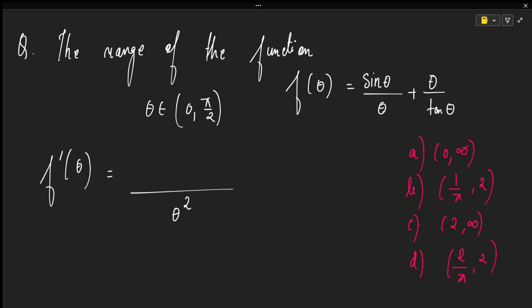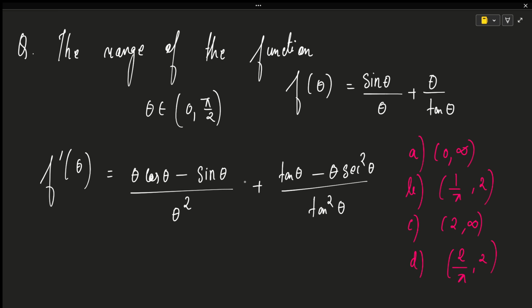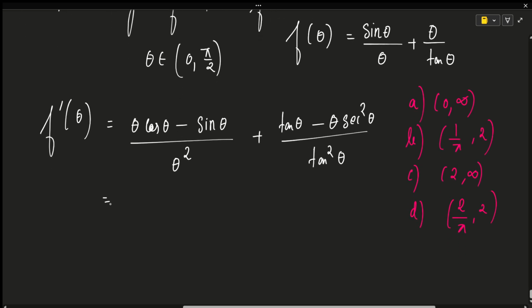And then what I'm going to write is theta will be out, and I'm going to take the derivative of sine theta, which will be cos theta, and then take sine theta out and take the derivative of theta, which is simply 1, plus do the derivative of tan theta, which will be tan square theta. Then you take tan theta out and take the derivative of theta, which is simply 1, minus you take theta out and take the derivative of tan theta, which is sec square theta.